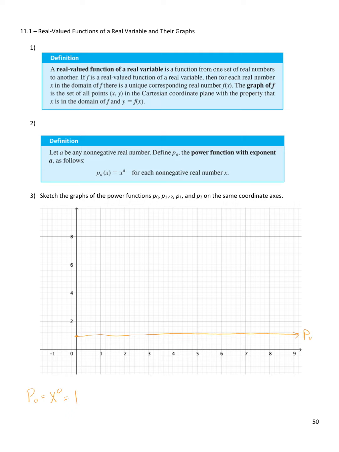P0. Okay, and then P1, actually we'll do P1/2 next. P1/2 is x to the 1/2, which is the square root of x. And we can just pick some convenient x values to plot these points. So the square root of 0 is 0. The square root of 1 is 1. And then the square root of 4 is 2. And the square root of 9 is 3. So there's our square root function, p sub 1/2.